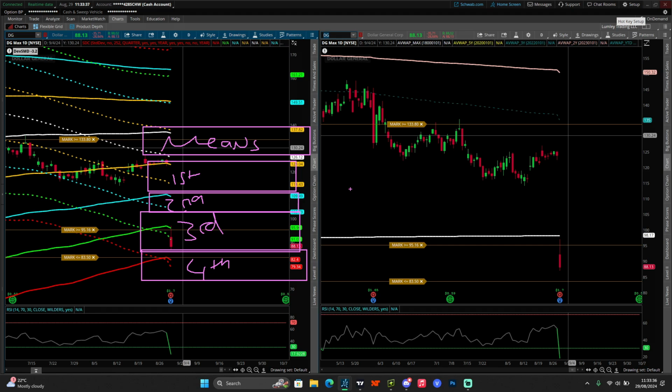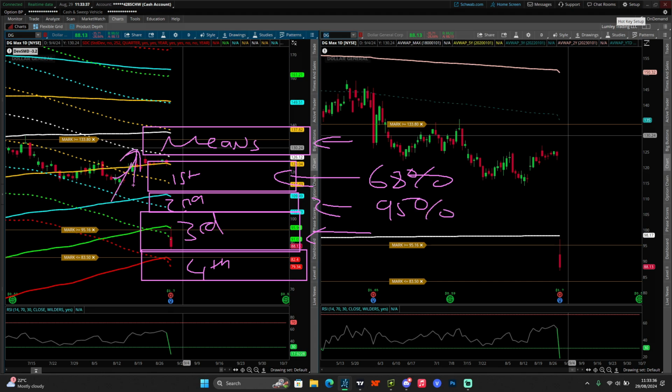I won't go through the whole concept of standard deviations, but the mean is considered fair value. For the first deviation, you expect 68% of the data to trade within those two golden lines. But in this case, just think about it as 68% of the data will trade above the golden line. Then you come down to the second standard deviation, where 95% of the data is expected to trade above these blue lines.